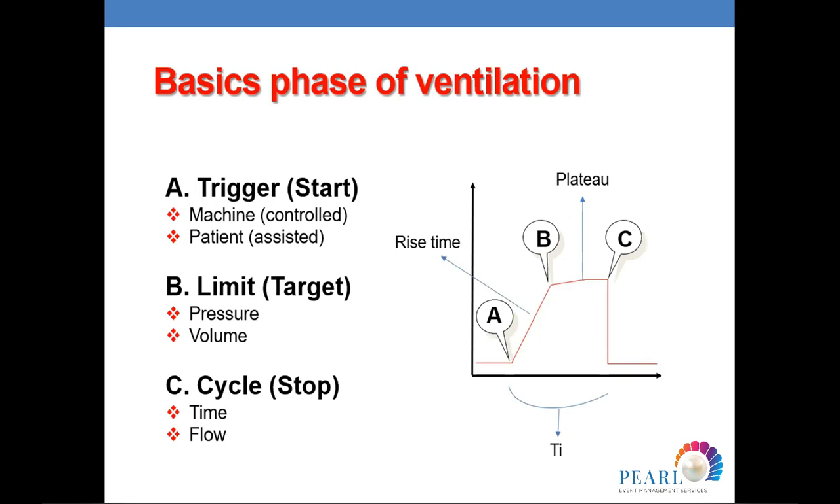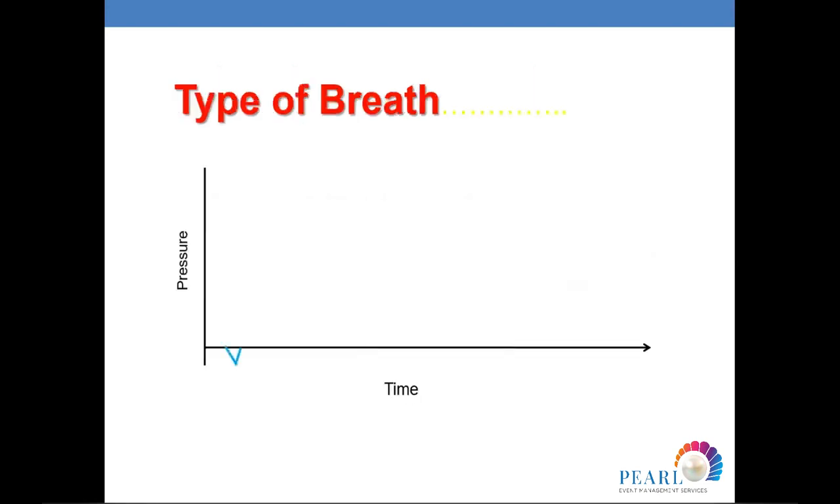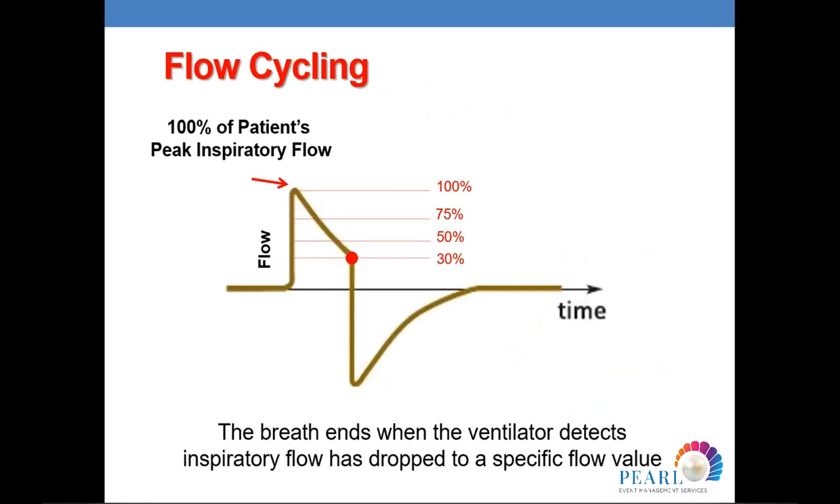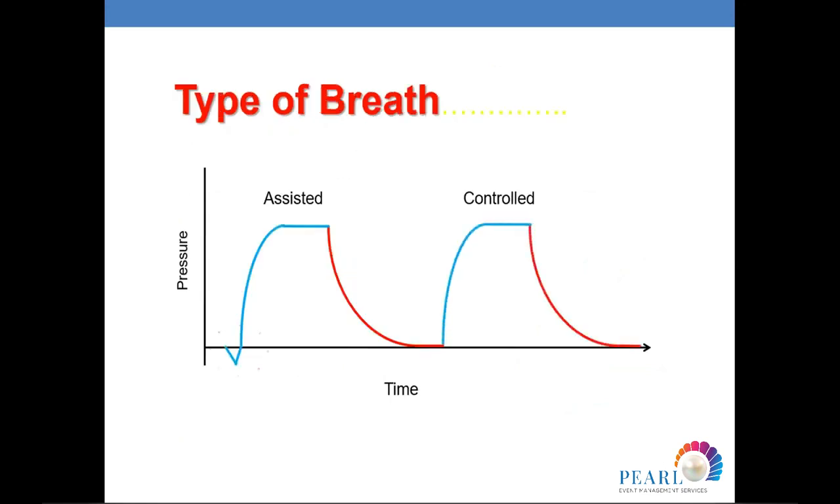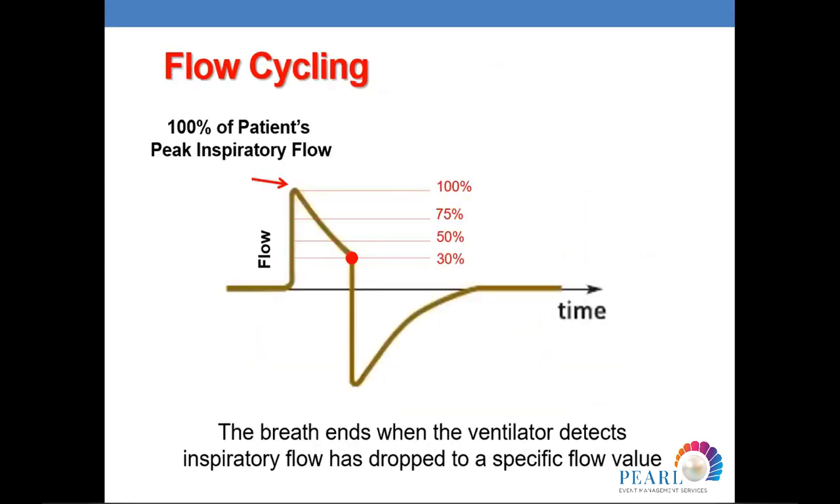Then for the inspiration to complete, there is a stop. There is a cycling. There is a time I want to stop the inspiration. So this is the third point, when the expiratory valve will open. This can be either time cycled or flow cycled, which is only an option in pressure support ventilation. So this is again the types of breath. Is it assisted or is it controlled? This is just how it looks in the ventilator.